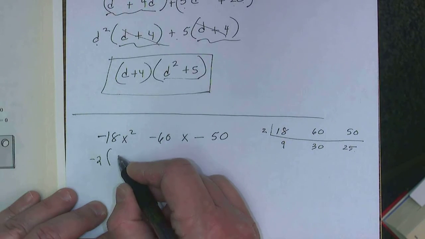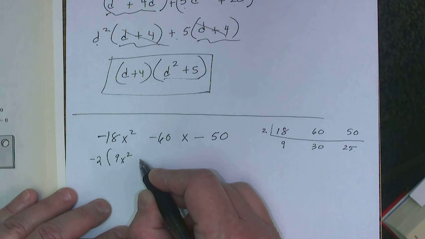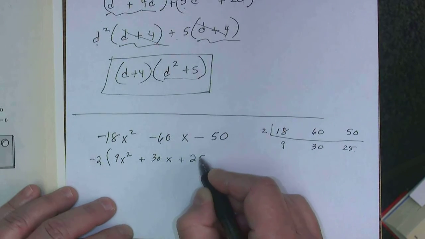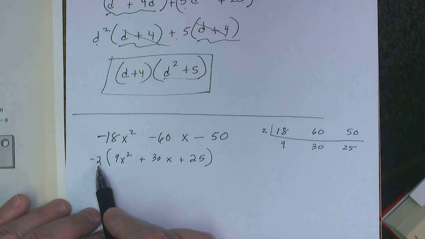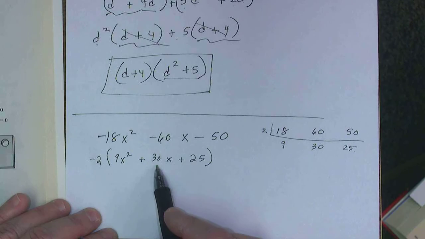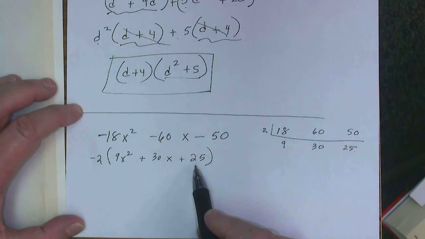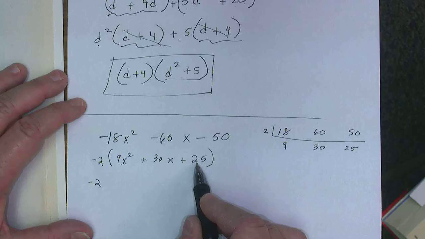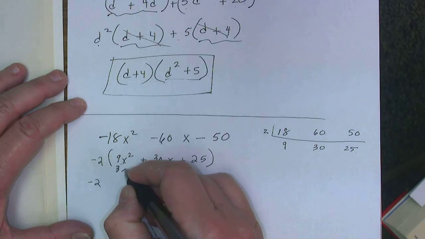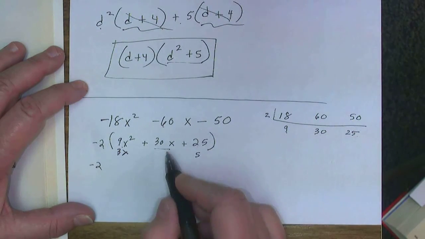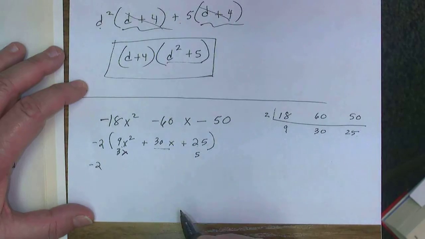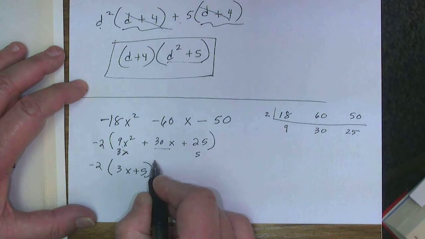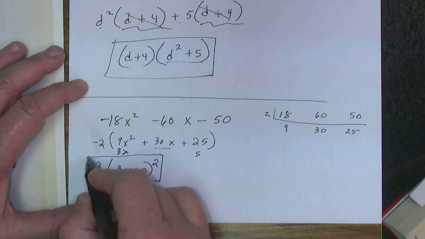I would get 9x squared plus 30x plus 25. Now let me just check that. That's negative 18x squared, that's negative 60x, and that's negative 50. Now, at first glance, this is a square, this is a square. So let's see, the square root is 3x, the square root is 5, and that's twice the product. Twice 15x is 30x, so that would factor into 3x plus 5 squared. And that's the way we would write that.